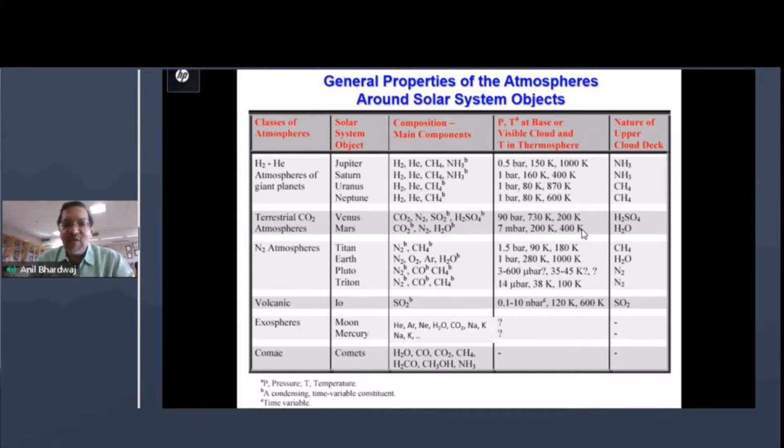So that means if you look at the whole solar system, you find different planets having different properties, different sizes, different masses, different atmospheric composition, different tilt, and different length of the day. And this makes each planet absolutely unique in its own sense.